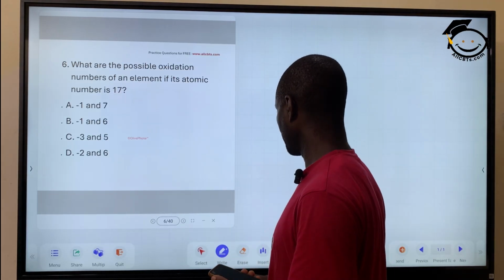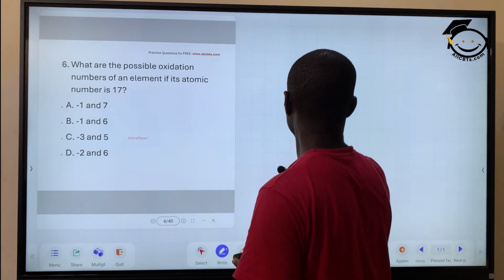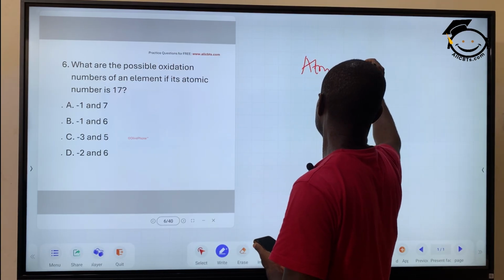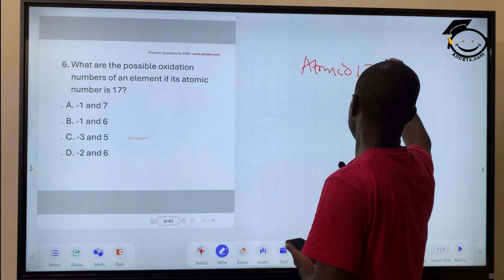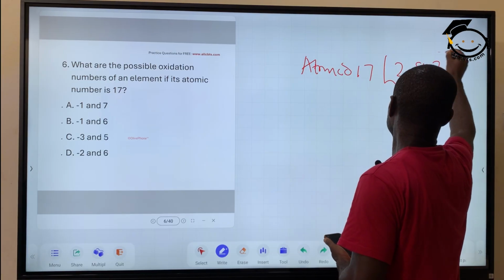Let's erase this. All right. We have an element with atomic number 17. So we can write the electronic configuration of that element as 2, 8, and 7.